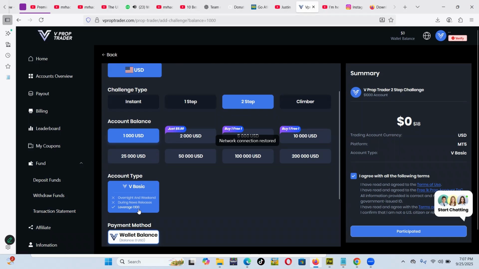This is your trading power. It means for every $1 in your account, you can control up to $100 in the market. 1 to 100 is a standard leverage level. Okay.